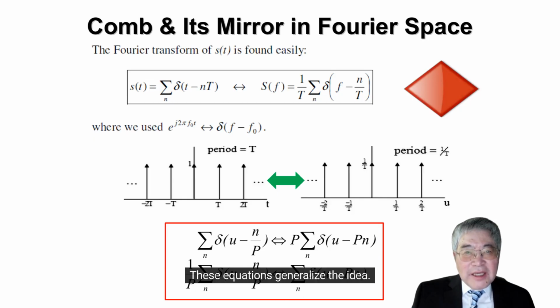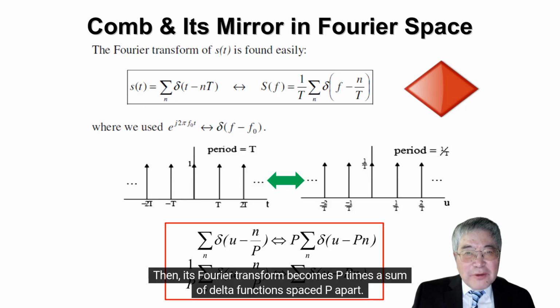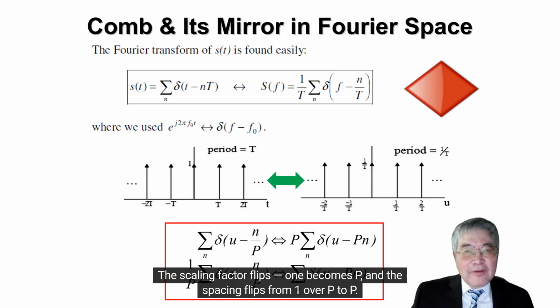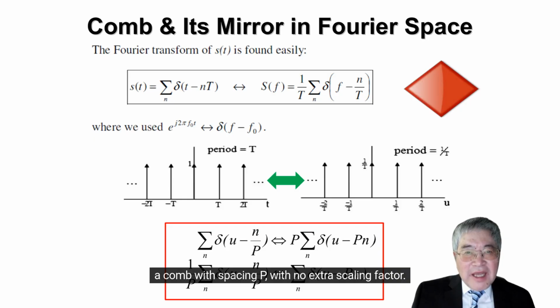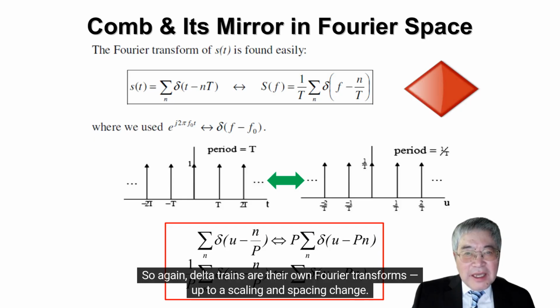These equations generalize the idea. Let's say you have a sum of delta functions shifted by n over p. That's a comb with spacing 1 over p. Then its Fourier transform becomes p times the sum of delta functions spaced p apart. The scaling factor flips. 1 becomes p, and the spacing flips from 1 over p to p. And if we put a scaling factor of 1 over p in front of the comb, then the Fourier transform is simply a comb with spacing p, with no extra scaling factor. So again, delta trains are their own Fourier transforms, up to a scaling and spacing change.